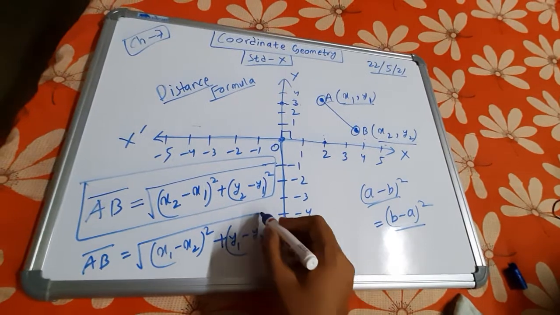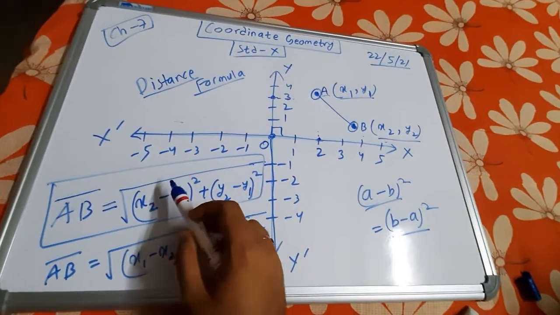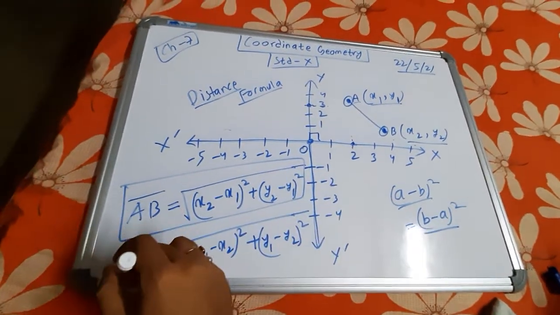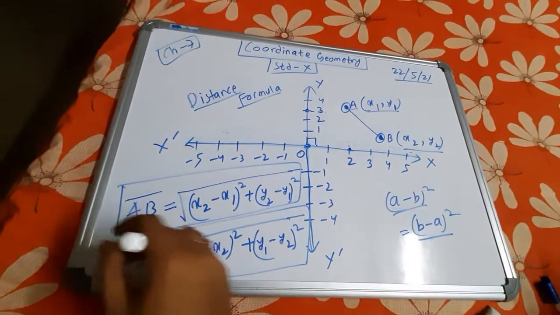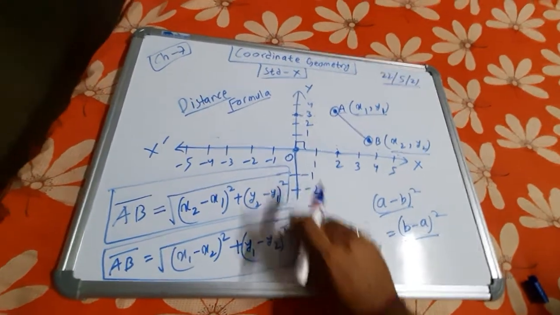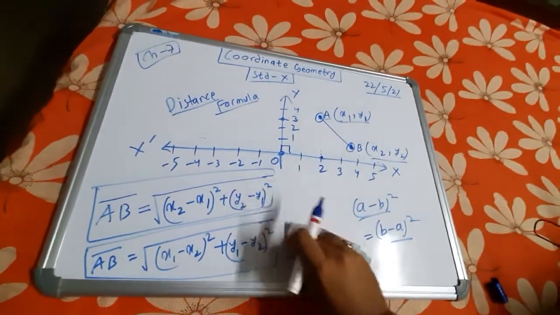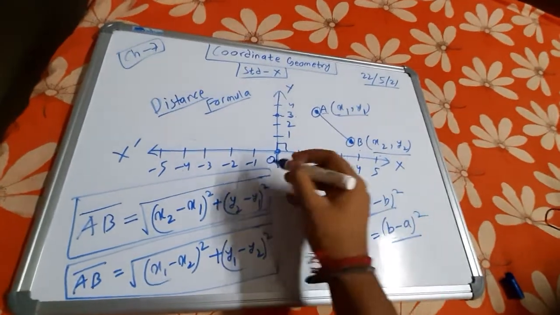So you can use either of the two formulas, but remember the whole thing is under the big root. I am erasing this coordinate axis, we don't need it anymore. Understood this?